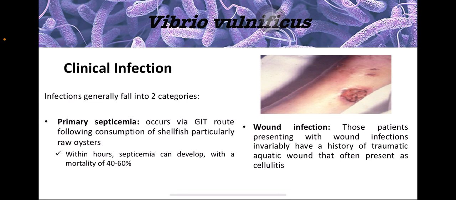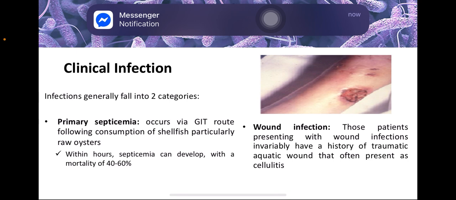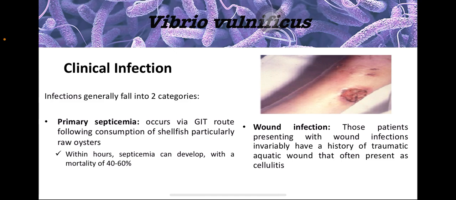For primary septicemia, from ingestion of raw oysters, there is a rapid onset, and then the mortality rate would range from 40 to 60%. For the wound infection, it occurs after a traumatic aquatic injury. So it presents as cellulitis, and then it can occur even in people without immunocompromised conditions.